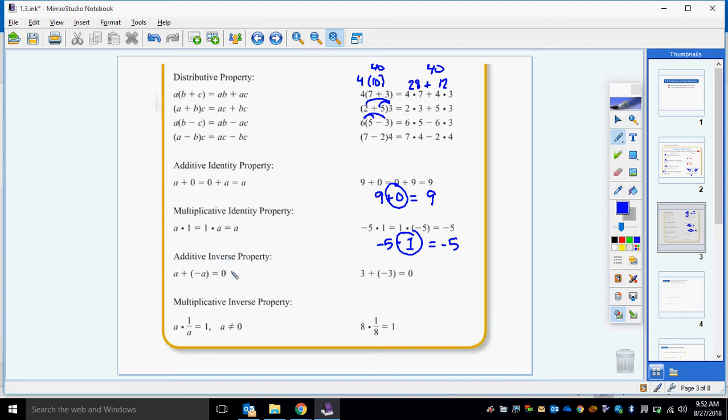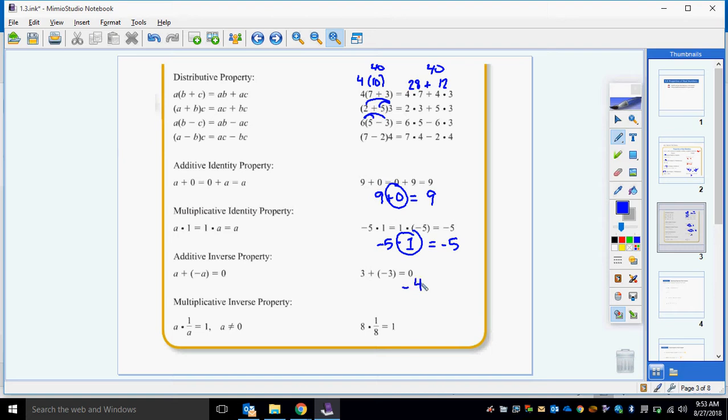Think of inverse as opposite or flipped, because let's say we have a number like 3. What do I need to add to it, or what's the inverse of a positive 3? Well, that'd be a negative 3. So we're adding the inverse. It always gives us 0.